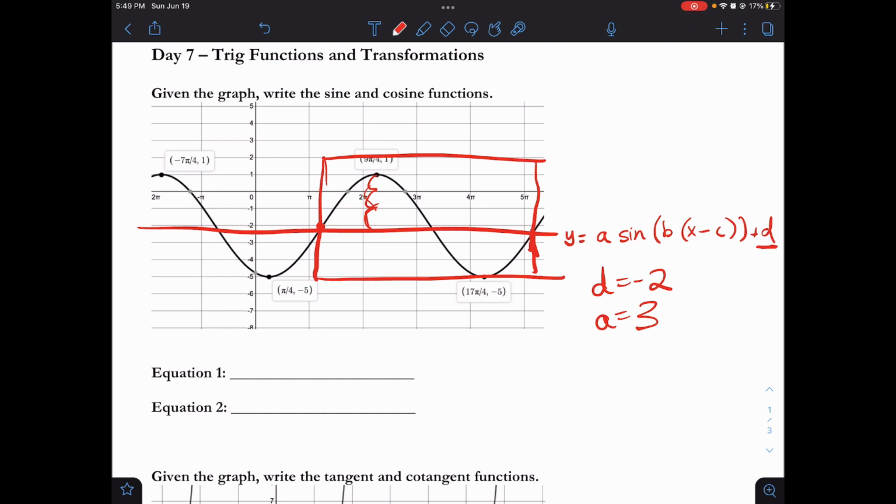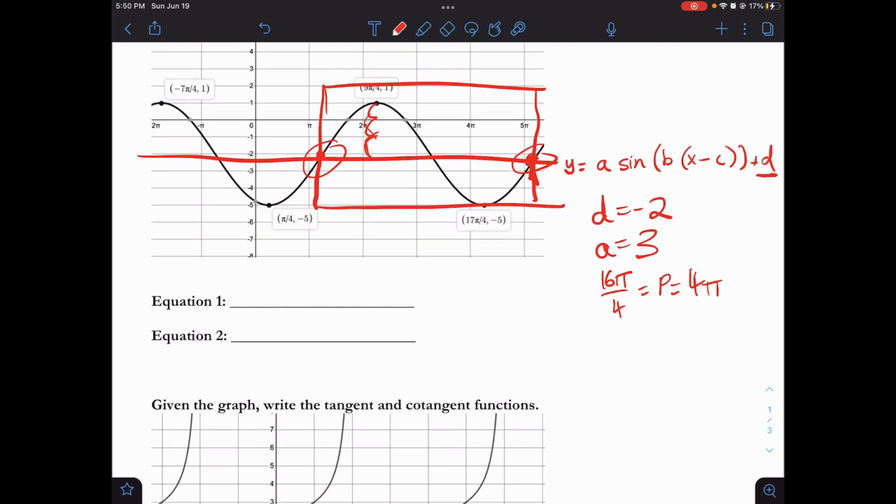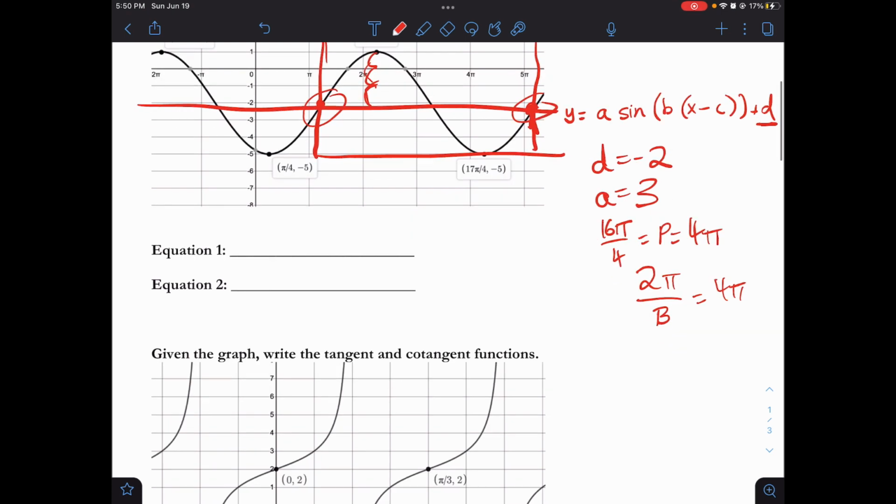Now, to figure out our period, we take the difference between the x's of these two points, this point and this point, and that will be 16 pi over 4, or 4 pi. That's our period, but that's not our b value. Our b value can be derived from our equation 2 pi over b equals 4 pi, meaning b is equal to 1/2.